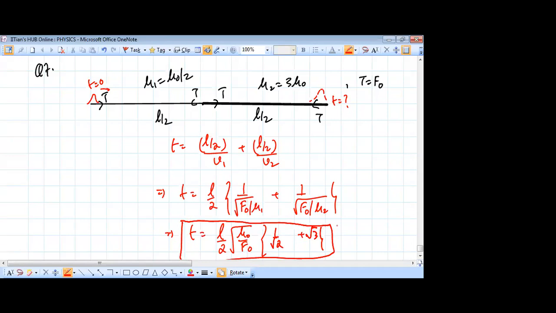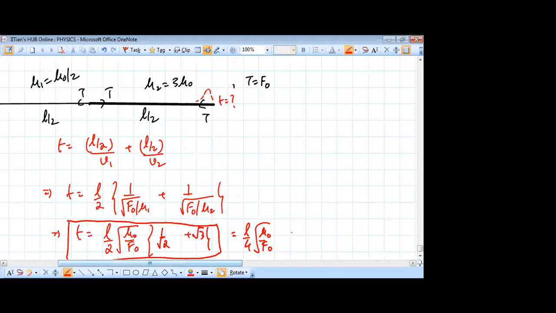There are many different ways of expressing it. The way they have expressed it in the answer is taking 1 by 2 common from this also. So L by 4 square root mu naught by F naught, because you've taken 1 by 2 common outside. So 1 by root 2 into 2 becomes root 2 and root 3 into root 2 becomes root 6.